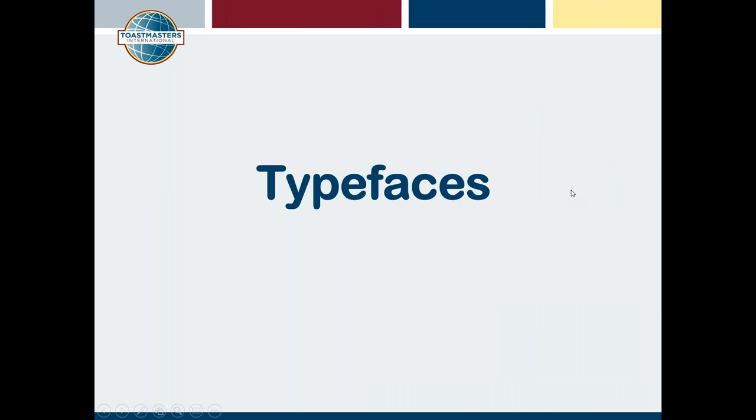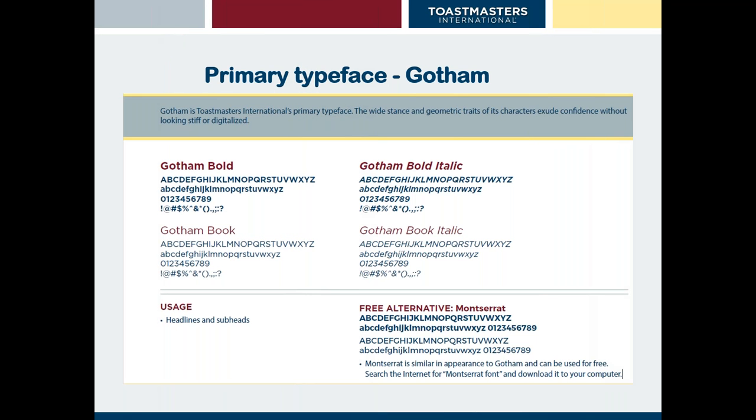Actually, typeface. Now these are something that people usually ignore. They say, oh, I've put the logo, I've put the background color, but they usually forget about the typeface. Now there are main typefaces. The main one is Gotham, actually, the primary typeface. And for Toastmasters, there is another one that's available, Moonstart. Now, why am I saying the alternative?